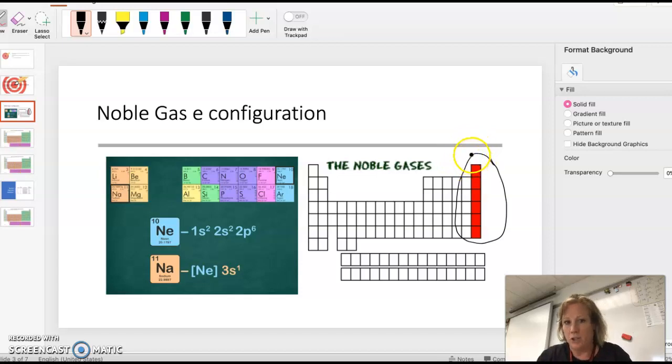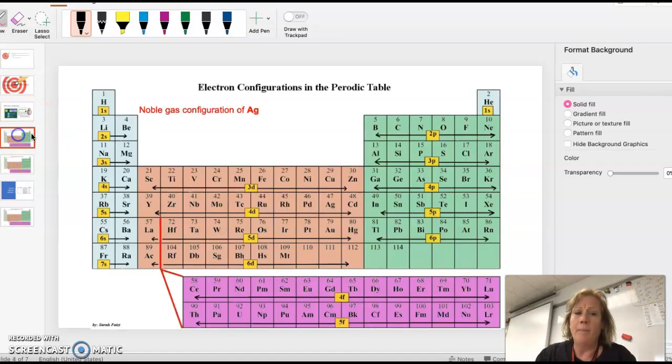So they're very special. So when you write a noble gas configuration, what we do is, if we're doing a configuration for an element over here, we would use the noble gas that precedes it, and then instead of writing all those electrons up to that point, we can just write the symbol of the noble gas. So that'll make more sense when I show you. So let's do one here. So we'll do silver. Silver's right here.